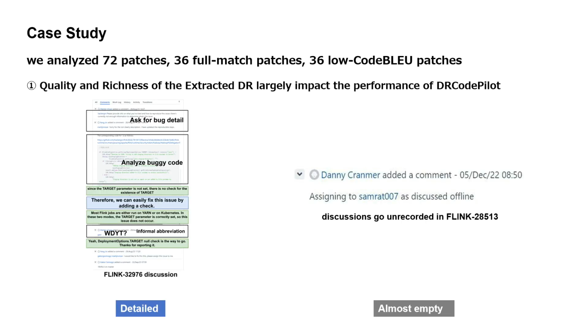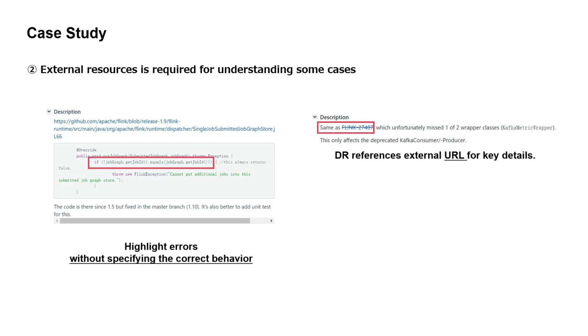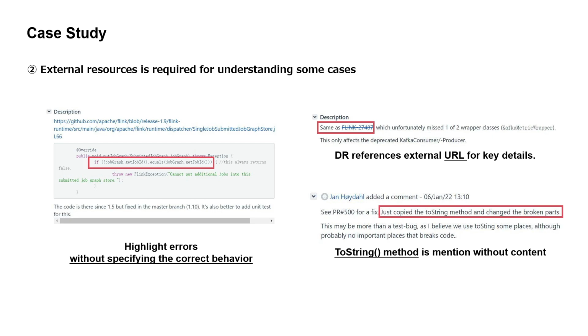The results show that DRCodePilot performs exceptionally well in scenarios with rich discussions, while its performance declines in the absence of discussions or when discussions are poorly documented. Additionally, we found that the understanding of certain design rationales relies on external information, such as error highlights without clear expected behaviors, URL references involving key details, e.g. a URL for another issue link 27487, and mentions of the toString method without actual content. In these cases, due to a lack of corresponding background knowledge, the model may struggle to accurately comprehend the design rationales.